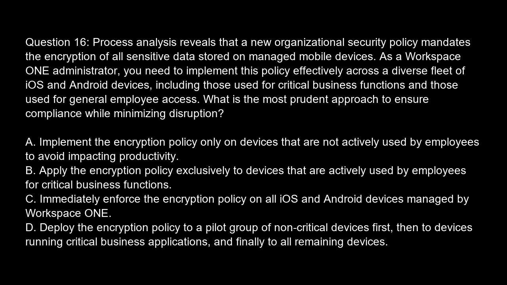Option A. Implement the encryption policy only on devices that are not actively used by employees to avoid impacting productivity. Option B. Apply the encryption policy exclusively to devices that are actively used by employees for critical business functions. Option C. Immediately enforce the encryption policy on all iOS and Android devices managed by Workspace ONE. Option D. Deploy the encryption policy to a pilot group of non-critical devices first, then to devices running critical business applications, and finally to all remaining devices.